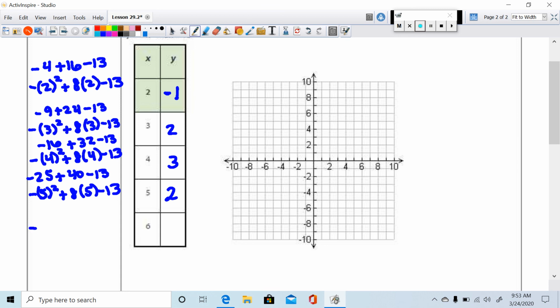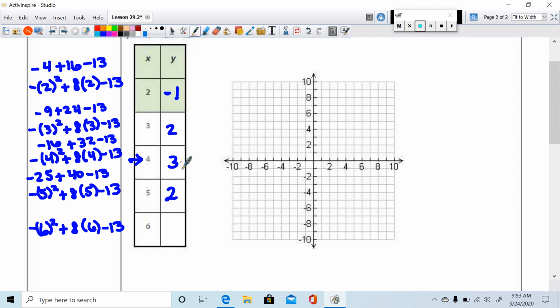Okay, so this is negative 6 squared plus 8 times 6 minus 13. So I really don't even have to do this one, and let me explain to you why. We know that parabolas are symmetric, in other words, one side looks like the other. So once you find your vertex, in other words, where your numbers are repeating, that number in the middle is your vertex. So once you find that, then it repeats.